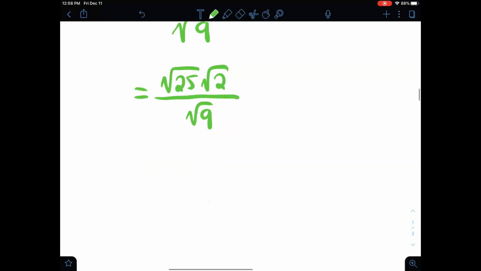Okay, now we can simplify this. Square root of 25 is just 5. Square root of 2 we can't do anything with. There's no perfect squares that go into 2. And square root of 9 is going to be 3.